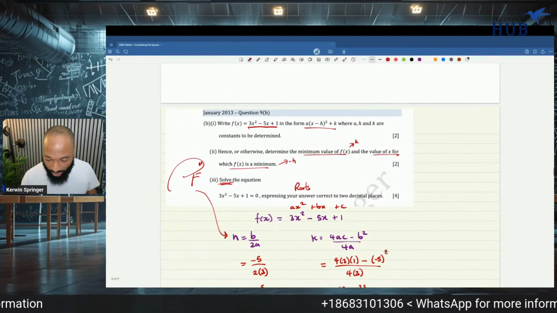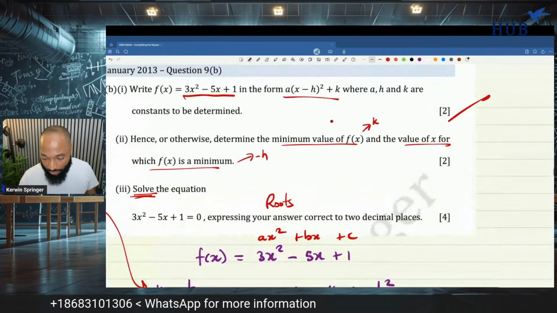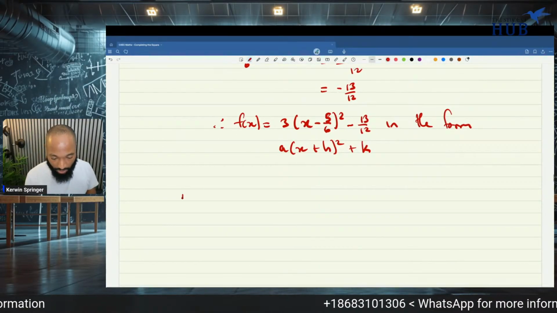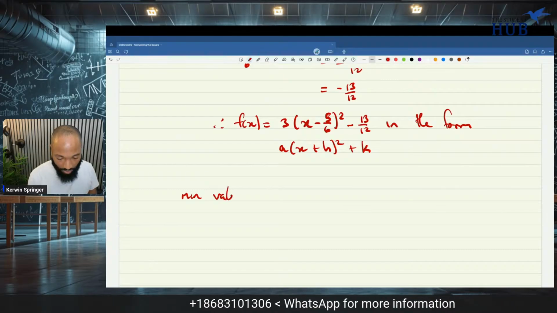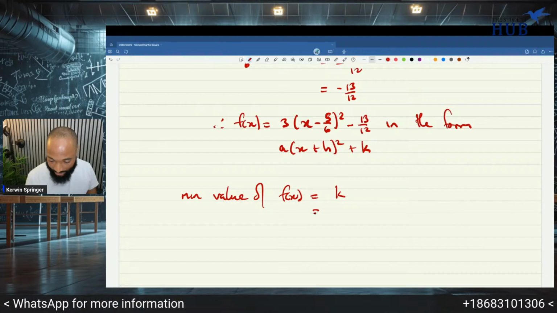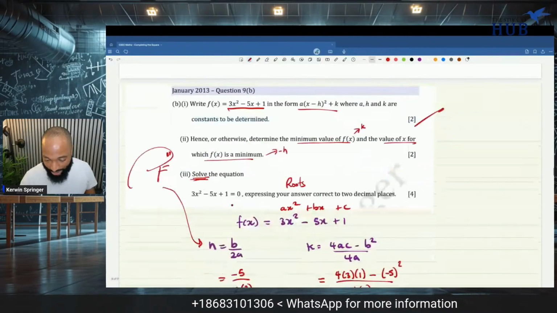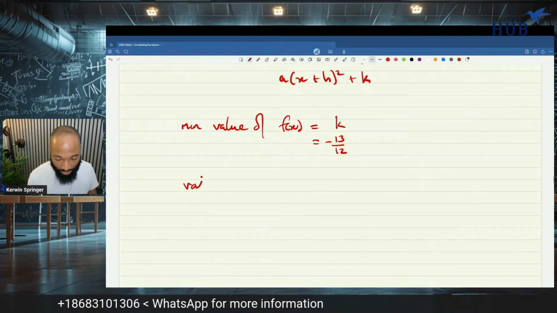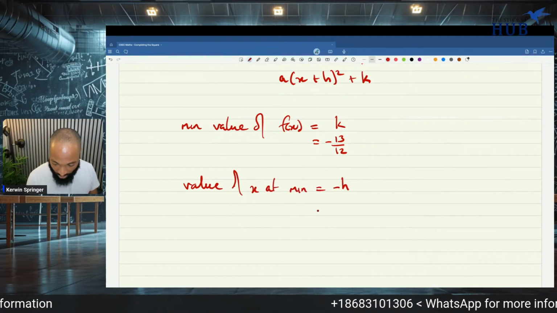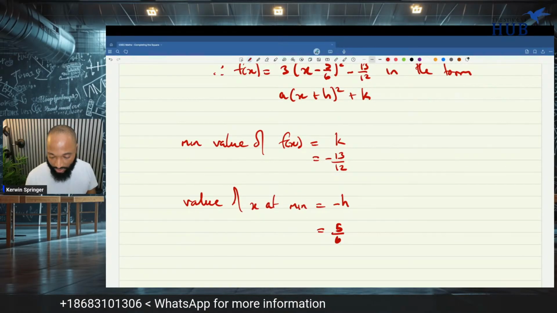So we just completed the square. We collected our 2 marks. Hence or otherwise determine the minimum value of f of x. Remember what I told you. The minimum value of f of x is always k. So, the minimum value of f of x is always the k value. What is k? It's negative 13 over 12. And the value of x at the minimum point, another mark just walking, just so. The value of x at the minimum is always negative h. What is h? H is negative 5 over 6. So let's just switch that to positive 5 over 6.